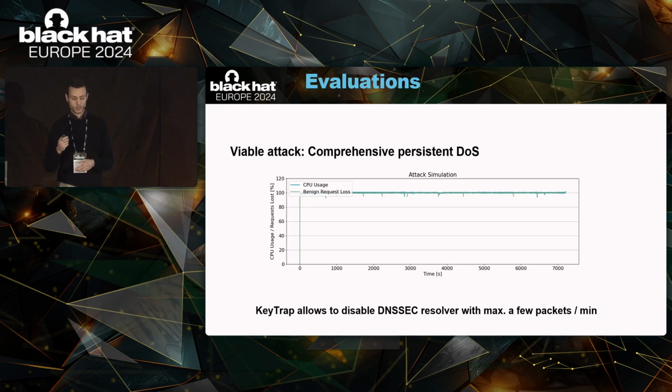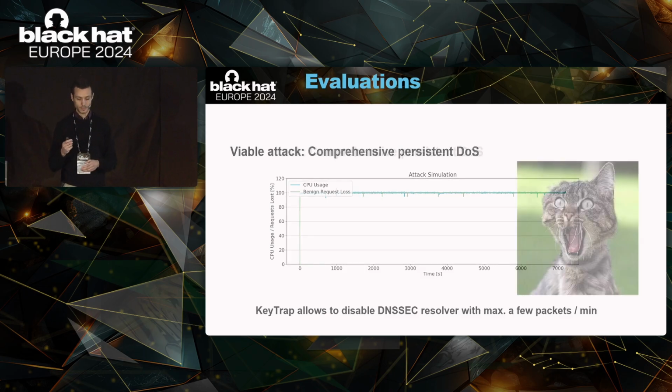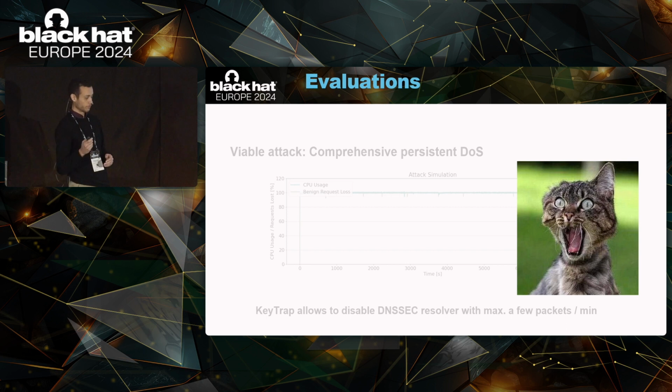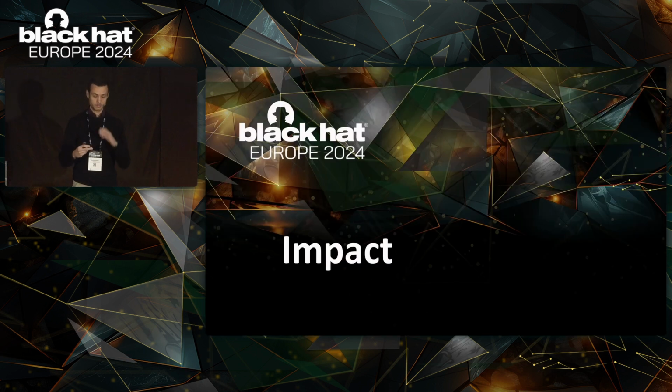OK, now we have seen how detrimental this attack is, and a cute cat. And now let's talk about the impact that this would have if it would be exploited in the wild. What would have happened if someone would have found this and exploited this before it was patched?